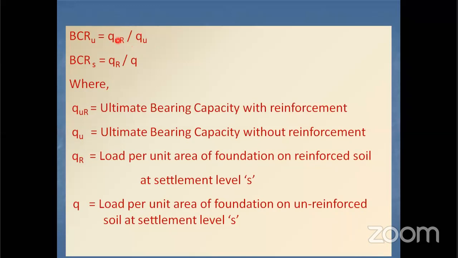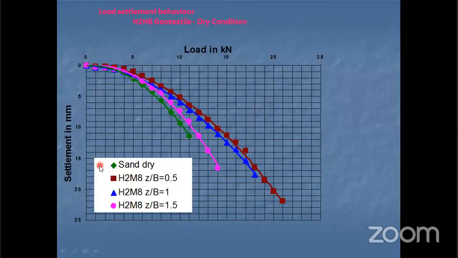The ratio of the ultimate bearing capacity of reinforced and unreinforced setups are obtained as bearing capacity ratio. And the same thing we have calculated for a particular settlement also as QR by Q. QUR is ultimate capacity with reinforcement and ultimate capacity without reinforcement. QR is load per unit area of foundation on reinforced soil at settlement level S, and Q is load per unit area of foundation on unreinforced soil at settlement level S. So these are some of the test results.